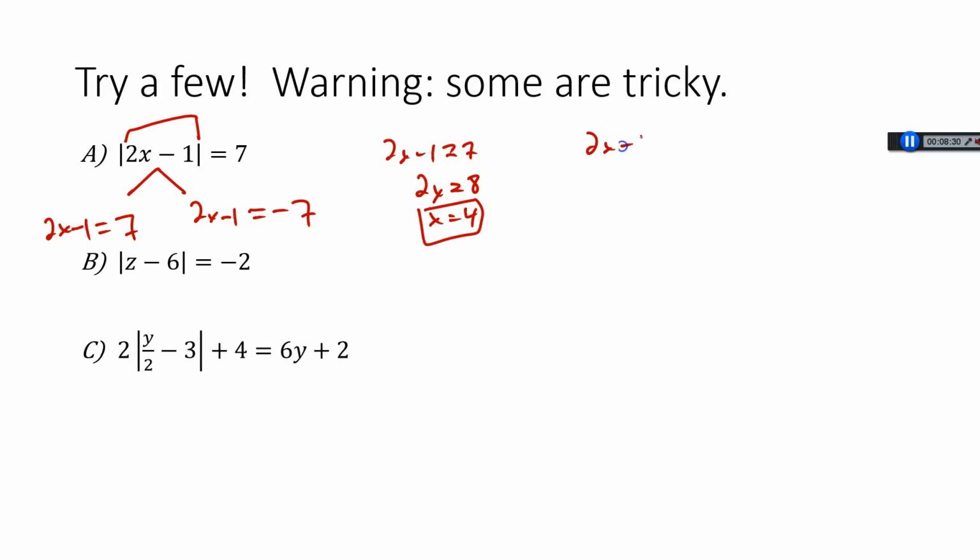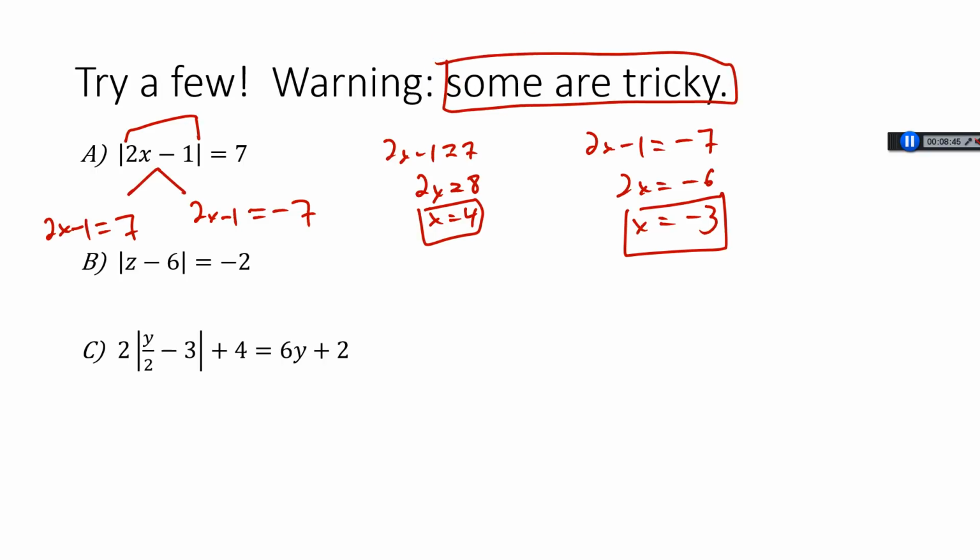Or 2x minus 1 could be negative 7. Add 1 to both sides. 2x is negative 6. And then we divide by 2. X is negative 3. Now, big mistake that people often make. And this is why I wrote "some are tricky." And there's going to be another reason that I wrote that on here in a second. But mainly, people will get the positive answer, and they'll say it's either 4 or negative 4.